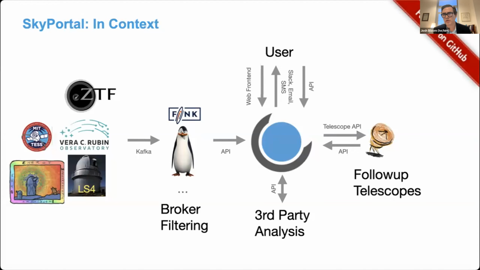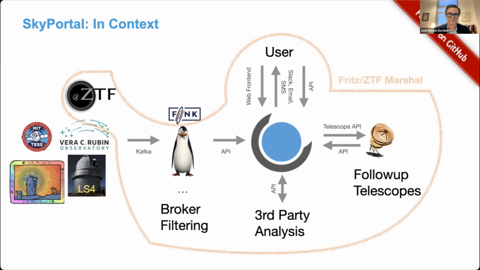And then as part of the interaction over individual sources, users can request follow-up time on robotic and queue-scheduled observatories. And the results of that work can be pushed back into SkyPortal again, so it becomes a single source of truth and record for an entire team working on a large number of different projects together.